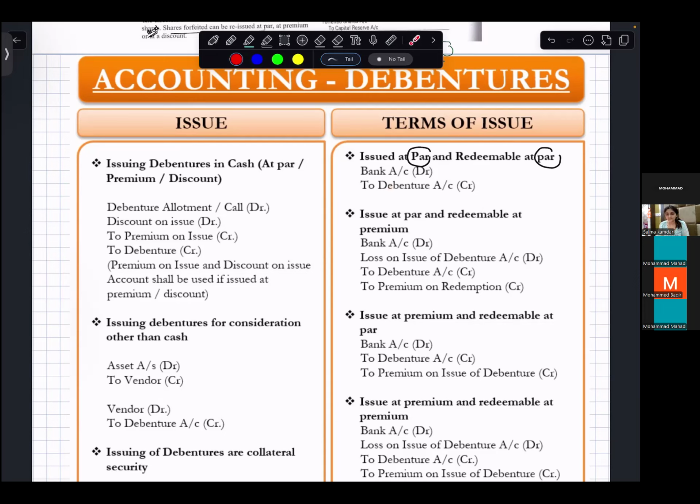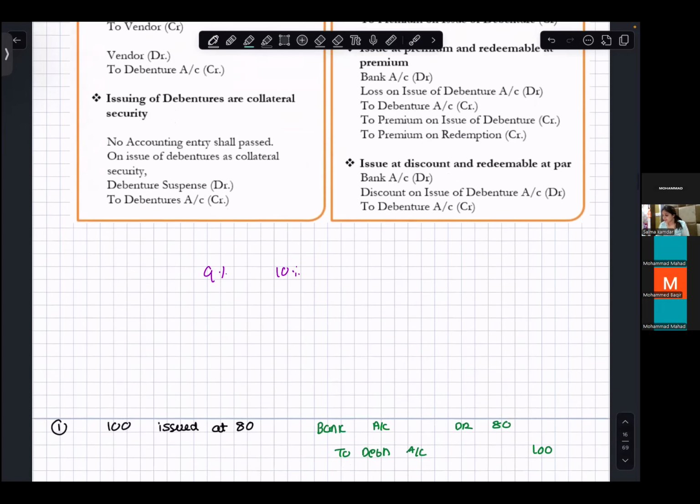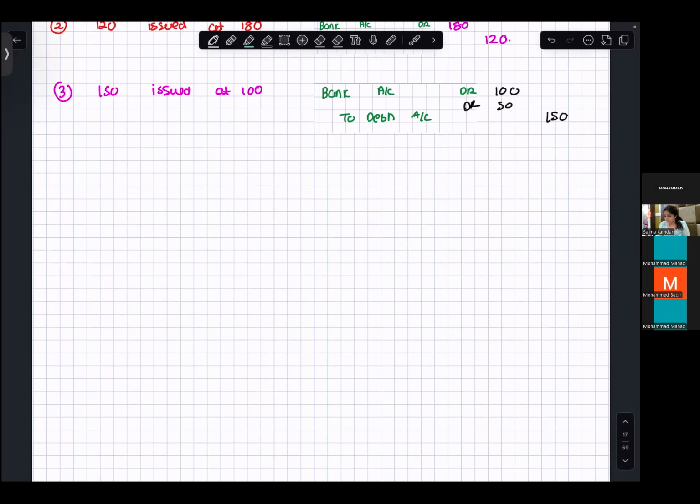Are you with me? Yes, yes. So debenture of 100 issued at 100. What would be the journal entry? Bank account debited 100 and debentures account credit 100. So debenture account credit 100. Now understand one thing. Debentures of 100 redeemed at premium. Understand this concept very properly.